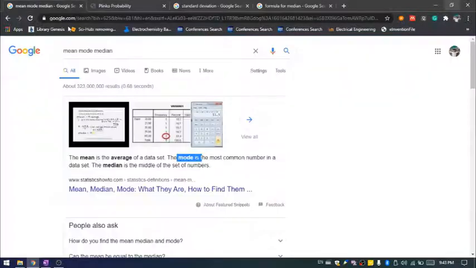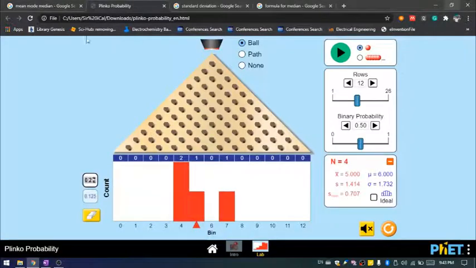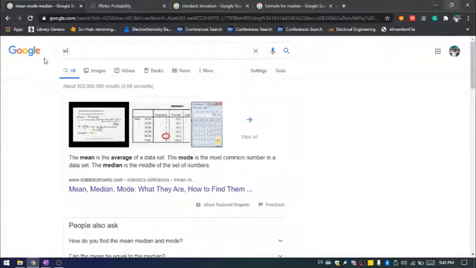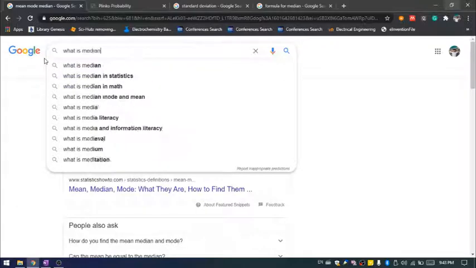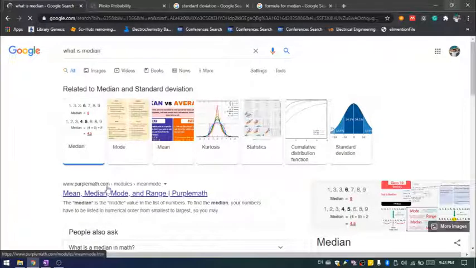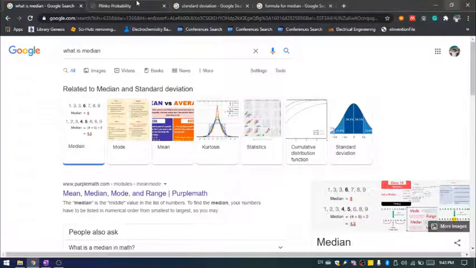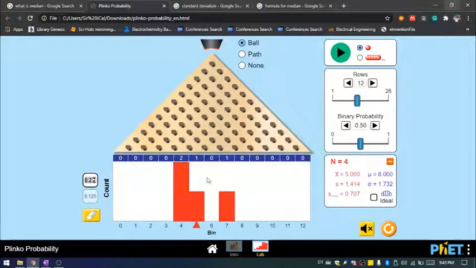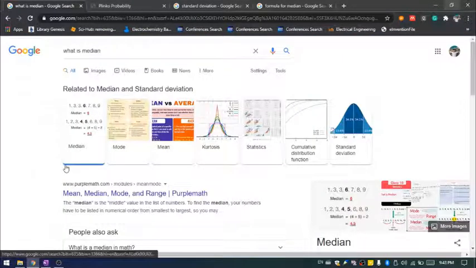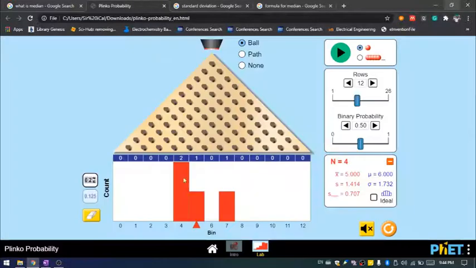Kasi siya nakakuha ng 2. And then yung median is the middle of the set numbers. So paano naman dito makukuha yung median, really? So sabi natin median. What is median? Okay. So yung marami, 4, 5. Median is 4 and 5. So we have 4, 5, and 7. So we have 5.33 median. So somewhere here, median.